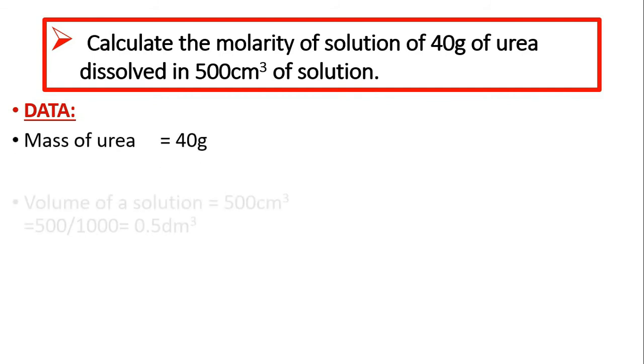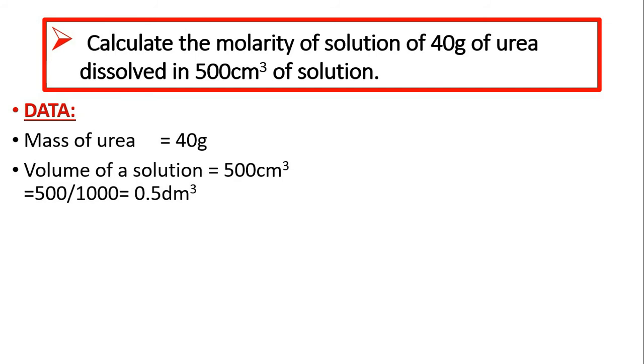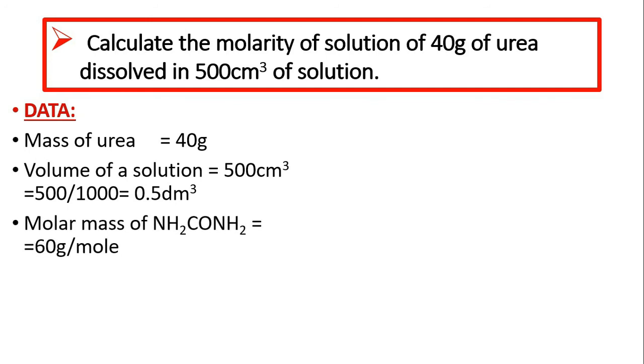मास ऑफ यूरिया इज़ 40 ग्राम. Volume of solution is 500 cm cube. But in molarity we use the volume in dm cube. So we will convert it into dm cube by dividing by 1000. Now we get 0.5 dm cube. And the molar mass of urea is 60 gram per mole. Students, you already know how to find the molar mass of urea. Now, what would be the molarity of the solution?